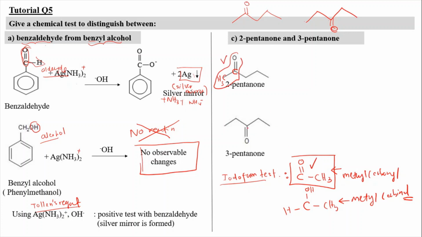However, for this one, C double bond O CH2 CH3, CH2 CH3. So this one is not the same as this one. So this one is going to give a negative result. This one is going to be a positive result when tested with the iodoform test. So what I can write here is that we can use iodine and NaOH, and this is going to give a positive test with the 2-pentanone, where this reagent here refers to the iodoform test.